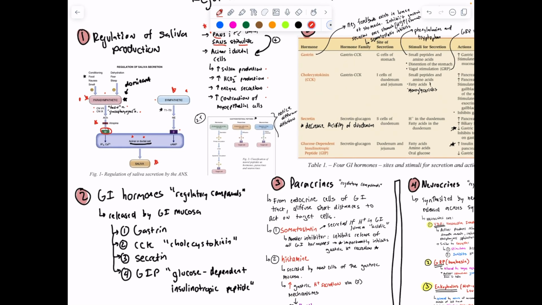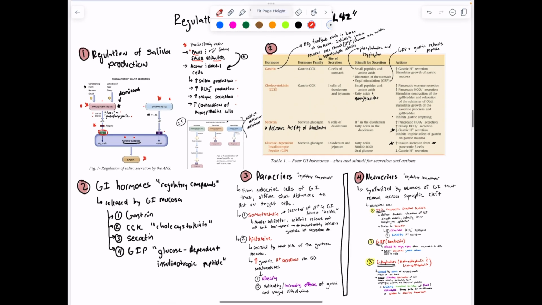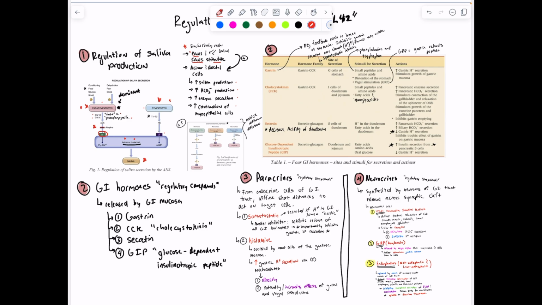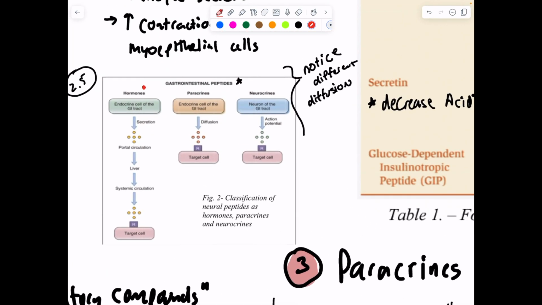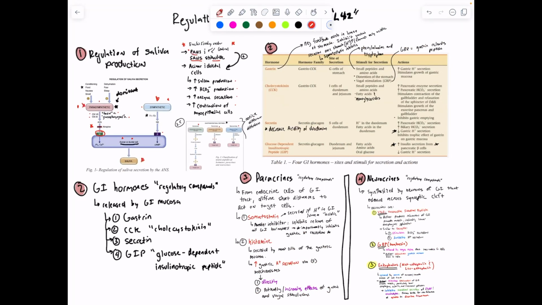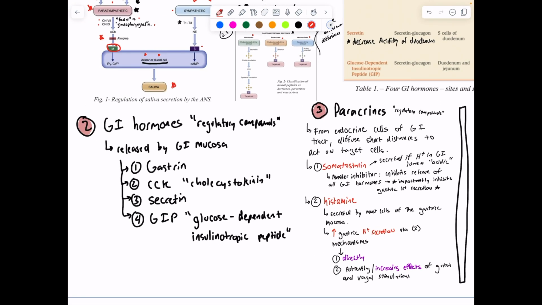All right, so then in terms of the compounds secreted by the GI system that are going to do regulation beyond just simple innervation, we have a bunch of different hormones, and in particular we have hormones, paracrines, and then neurocrines. Hormones are released by endocrine cells, paracrines are released by nearby cells, but neurocrines are released by neurons in the GI tract. The four main GI hormones, the big four, are gastrin, CCK, which is from our small intestines, secretin, and then GIP, glucose-dependent insulinotropic peptide.